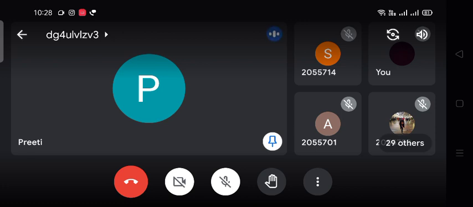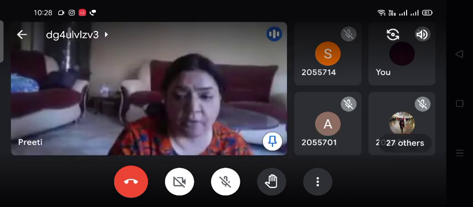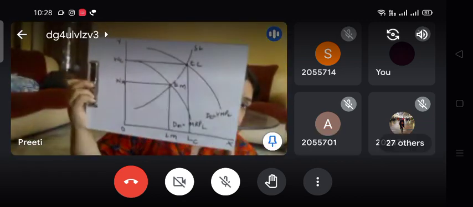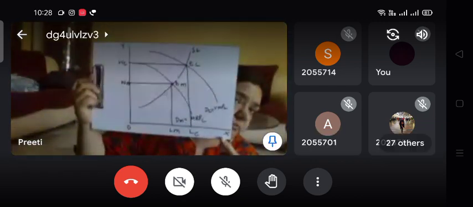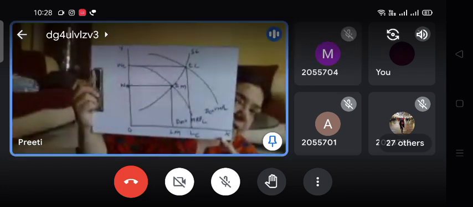It's a very simple diagram, don't worry. If you can look at the diagram, all of you, can you look at the diagram? Yes, ma'am. All right, so there is an upward rising supply curve of labor.